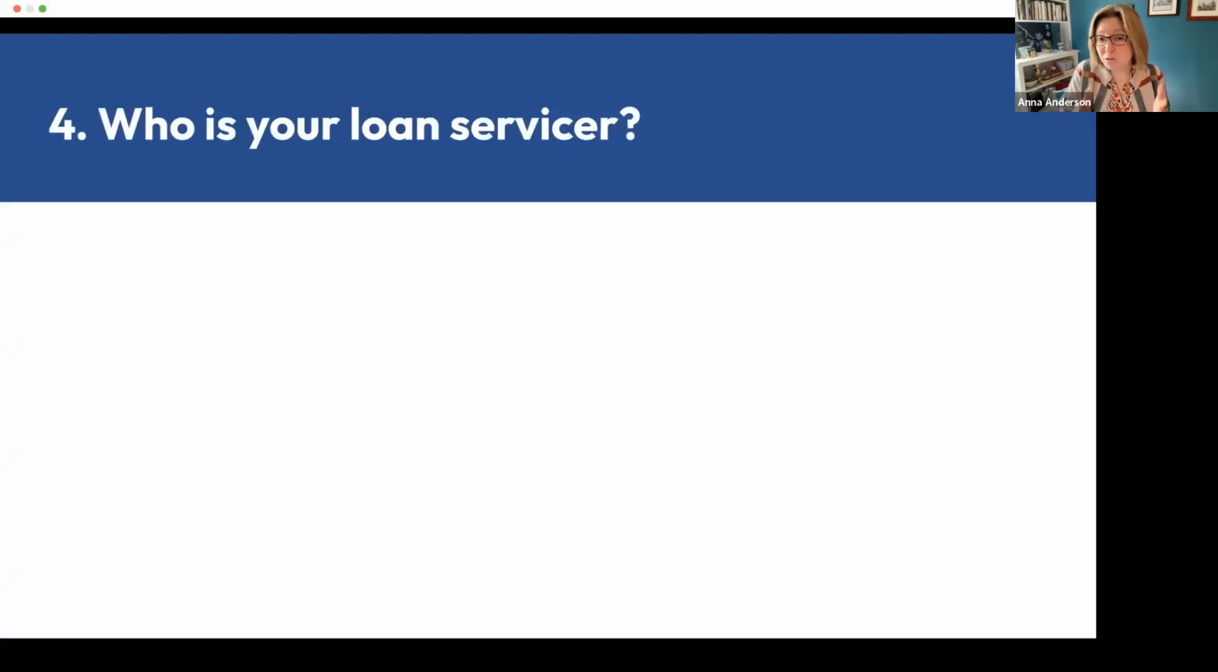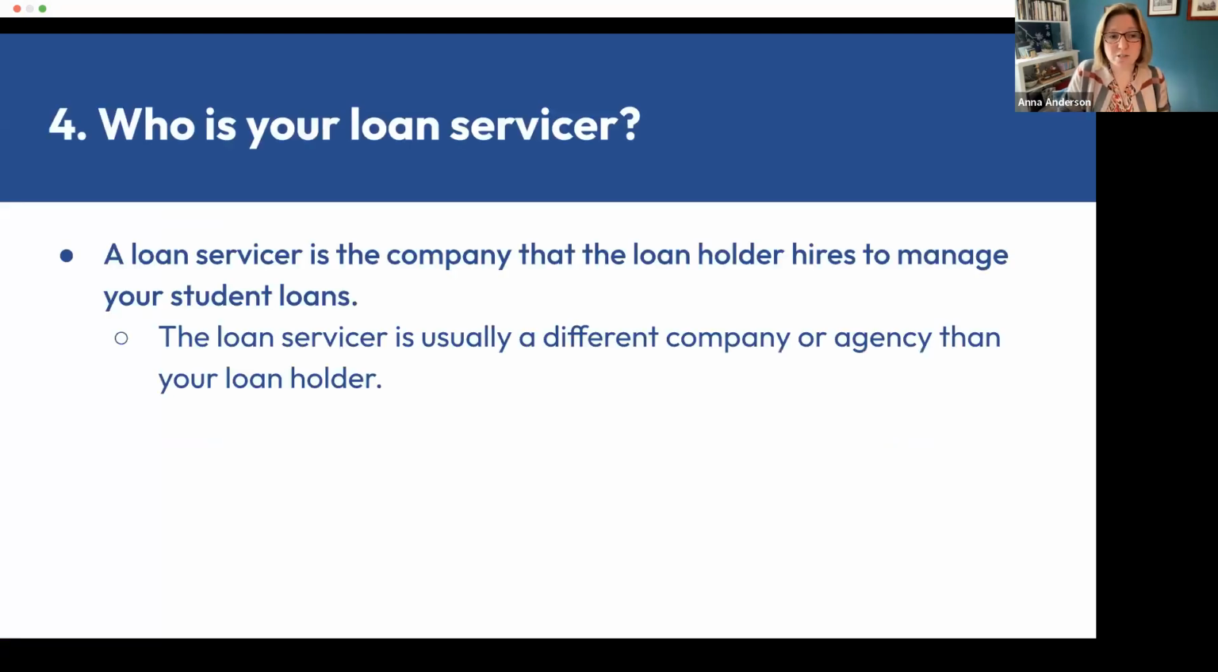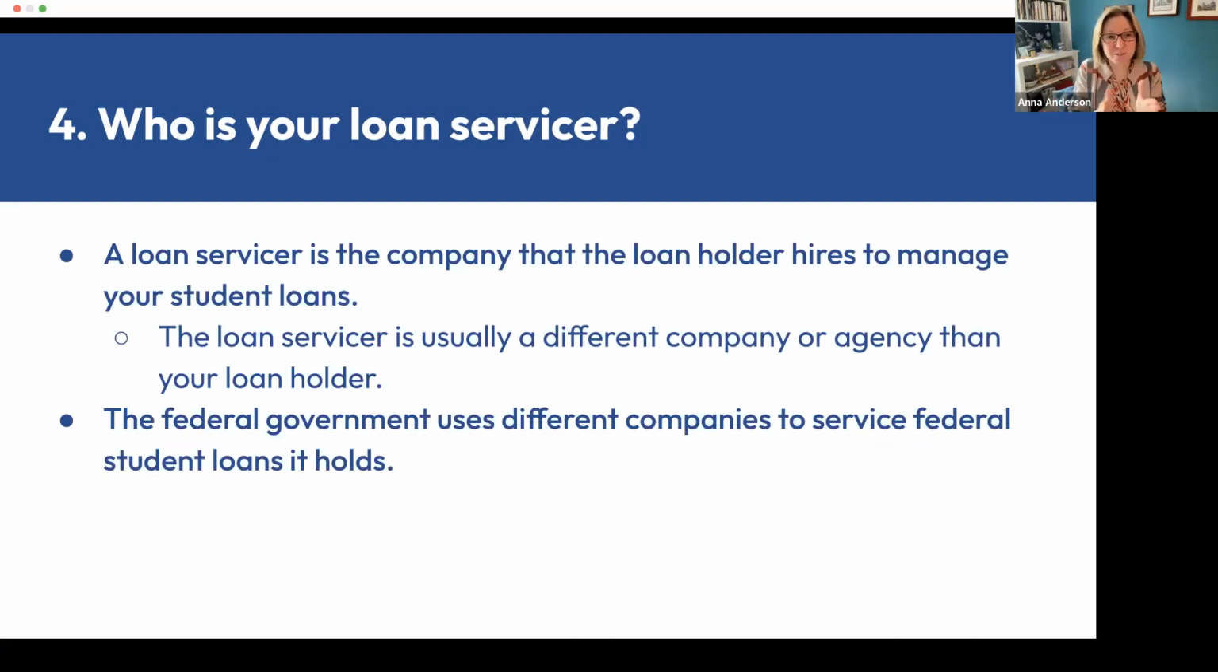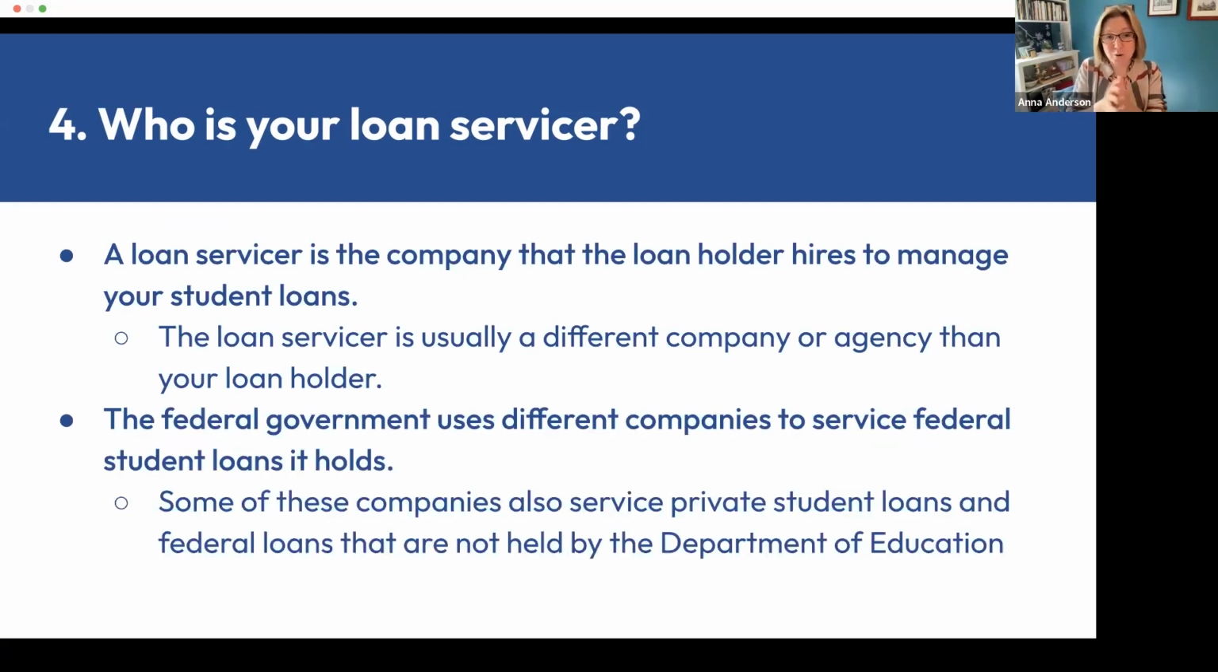Now, the federal government uses different companies to service student loans. Some of these companies, what's really confusing is that they also service private student loans. So you may have a student loan servicer that is managing your federal student loans, but you may also have a private student loan that is issued directly by that company. Navient is a big example of this. So if you have Navient as your student loan servicer, that might be something where you've had a private student loan with them in the past, and you may also have a federal student loan.